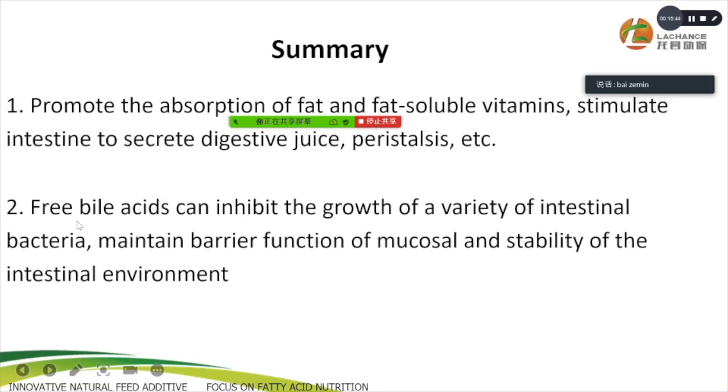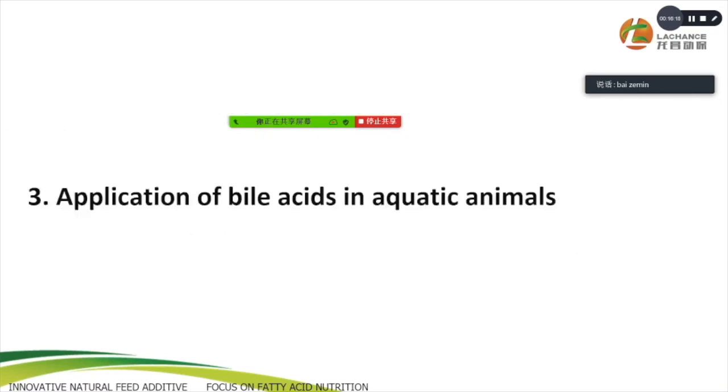And second, free bile acid can inhibit the growth of intestinal bacteria, and maintain the barrier function of the mucosa and the stability of the intestinal environment. As we all know, drugs cannot go across the blood-brain barrier, but bile acid can. Now, for human beings, they have this kind of evidence.